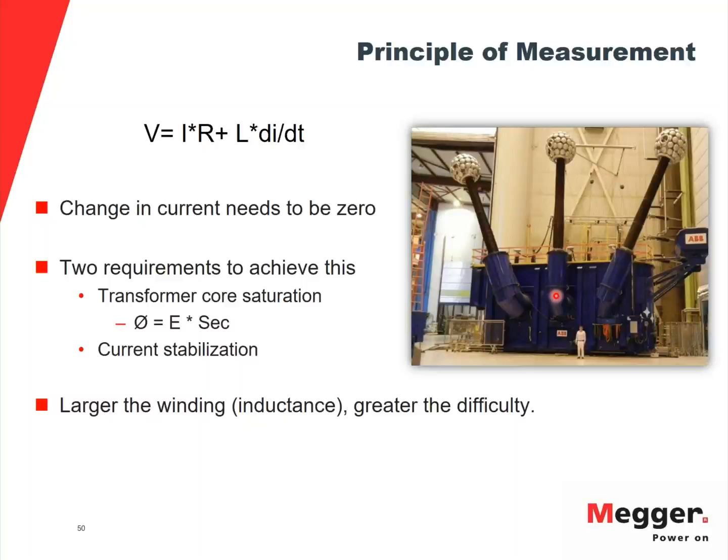And then the second step is that once the core is saturated, I can stabilize the current. And once the current is stable, I can get a stable resistance measurement. Keep in mind that if your winding is bigger, or if it's rated for high voltage and high MVA, if the winding inductance is high, it will take a longer time to get a reliable measurement, because inductance opposes the change of current.